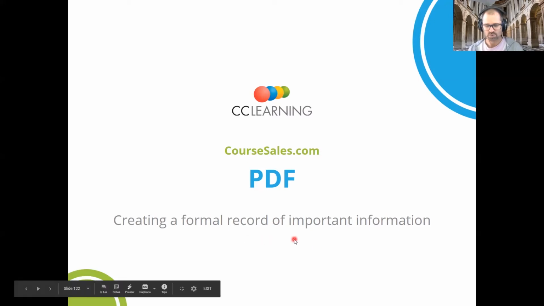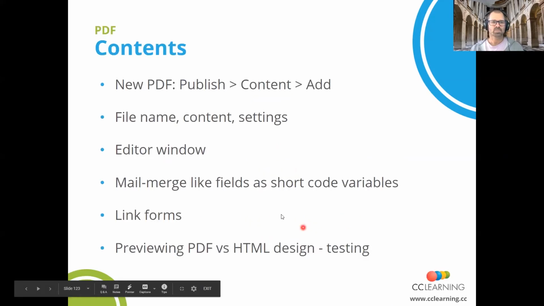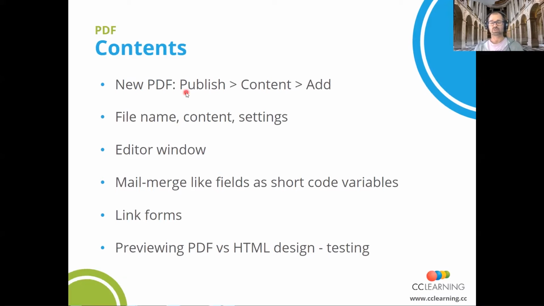Okay, so let's go into the PDF. We're going to talk about a new PDF, and you create that through publish, then content, and then add, just as you do for an email. Publish, content, add. It's just the same. In fact, if you know how to do emails, you're going to be pretty good at doing PDFs as well, because we use the same functionality for adding the variables in and for adding the content in.